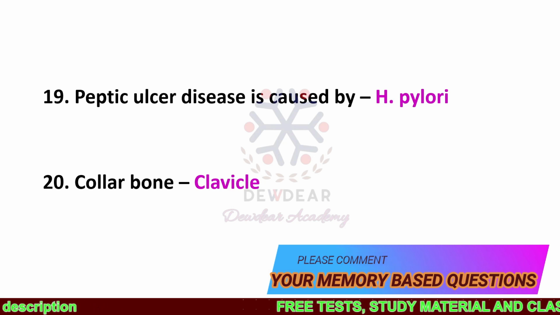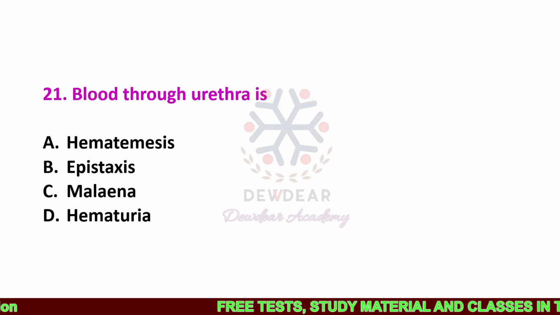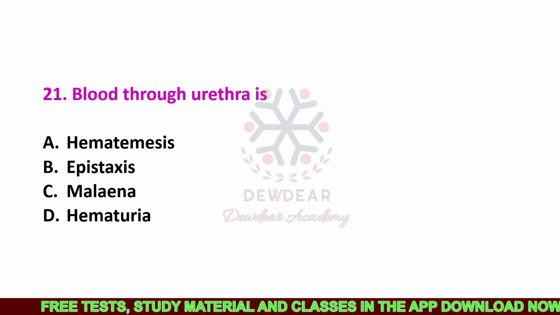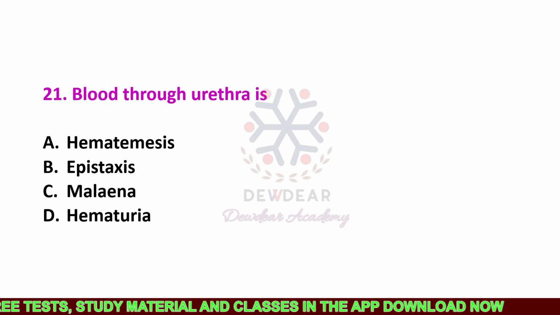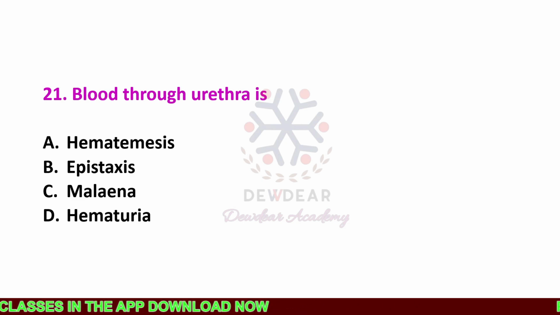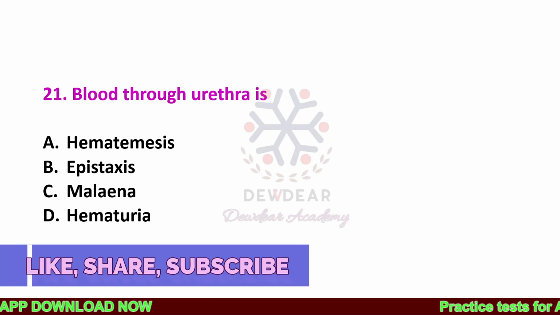Then next is question number 21. Blood passing through urethra is known as. Options: hematemesis, epistaxis, melena, hematuria. So what is the correct answer? Option D is the correct answer, that is hematuria.